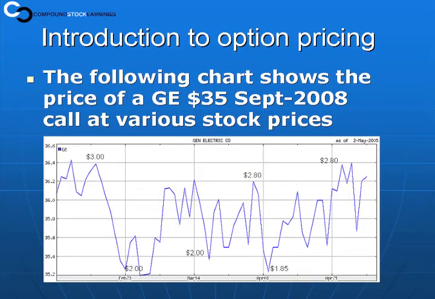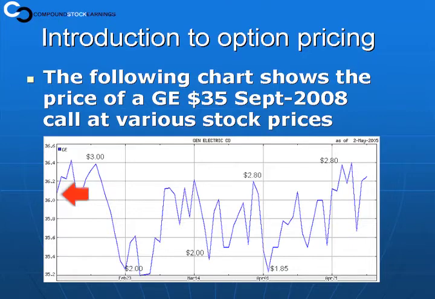This chart shows the price of a GE $35 September 2008 call at various stock prices. The blue line is the price of GE stock as it's going up and down. The dollar amounts on the chart are the trading price, the market price, the price that people are buying and selling that option contract at various points in time as the stock price goes up and down. Here you see the option's worth $3. So how does the price of the underlying stock affect the value of that option?